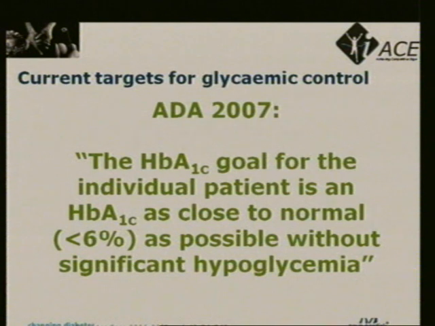The HbA1c goal is the most important goal, and the ADA in 2007 suggested that A1c goal for the individual patient is an HbA1c as close to normal, the normal being defined as a level of less than 6%, so as close to normal as possible without significant hypoglycemia. That should be the target of treatment.